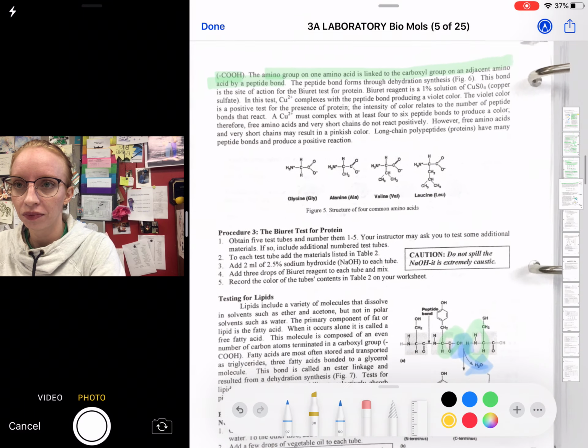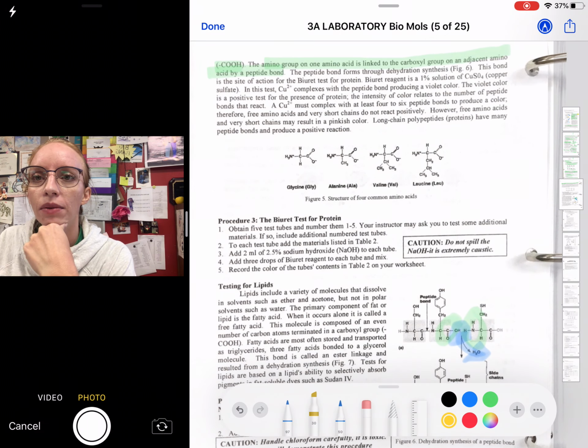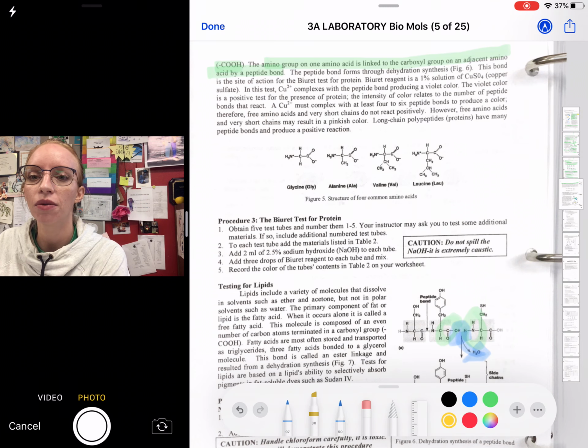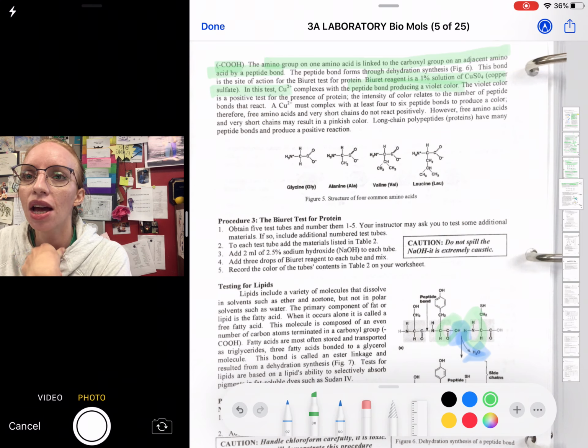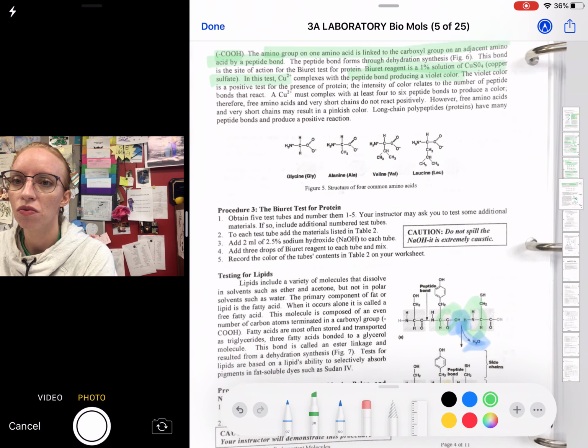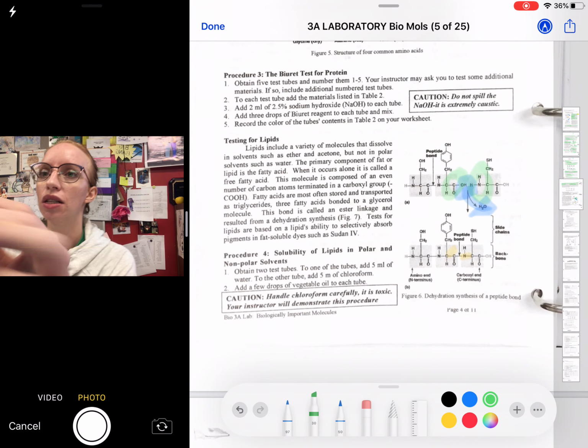So, the Biuret test is what we will use to test for the presence of proteins. It's a 1% copper sulfate solution. In this test, the copper complexes with the peptide bond, producing a violet color. Violet is the positive test for the presence of protein, and the intensity of the color relates to the number of peptide bonds. So if you want a bright violet color, you have to have a lot of peptide bonds, which means a larger protein, many amino acids joined together.